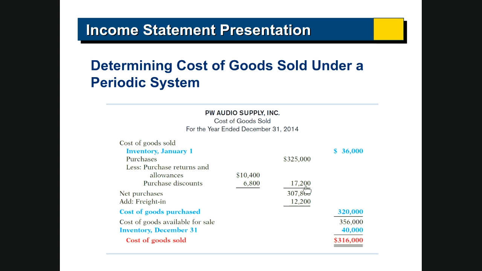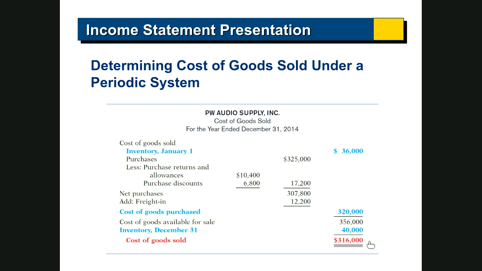So then you have the net purchases minus the discounts, and you add to this the freight in. Then you have the total cost of goods purchased. So everything that you had plus everything that you purchased makes your cost of goods available for sale. Then at the end of the year, you take a physical inventory, which is 40,000, and you subtract that from the cost of goods available for sale, and it gives you cost of goods sold.